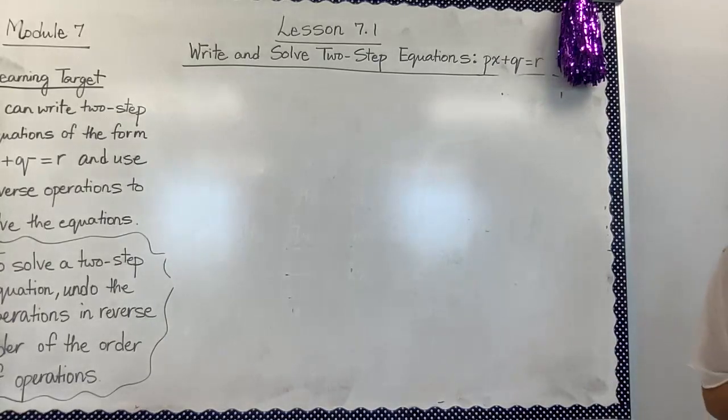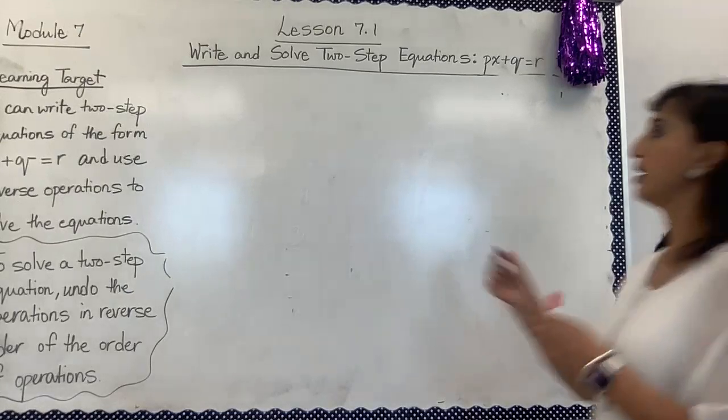So Diego's aquarium contains 30 and a half gallons of water. He drains the water at a rate of 5 gallons per minute for cleaning. Write and solve an equation to determine in how many minutes the amount of water will reach 10 and a half gallons. Okay, so let's first start with words.